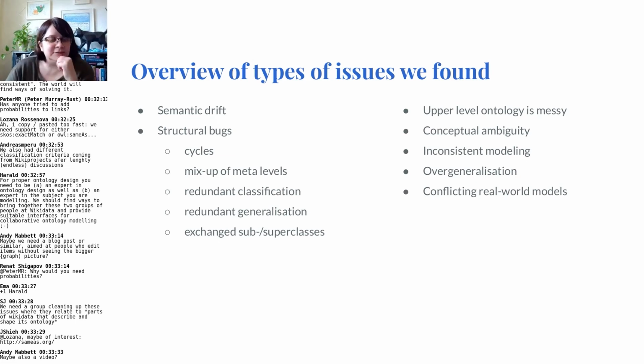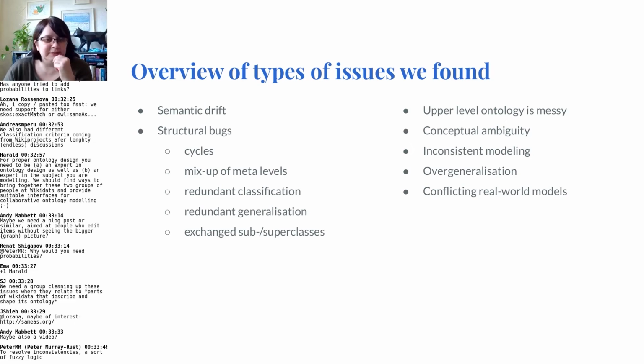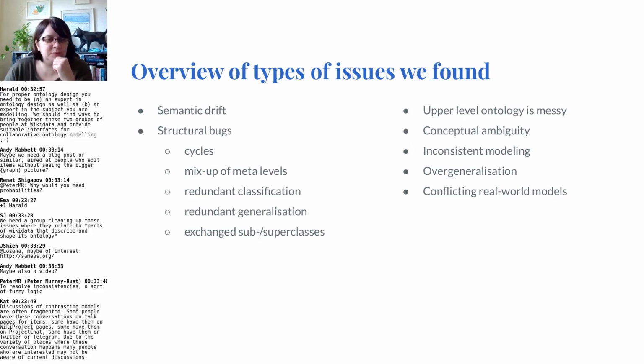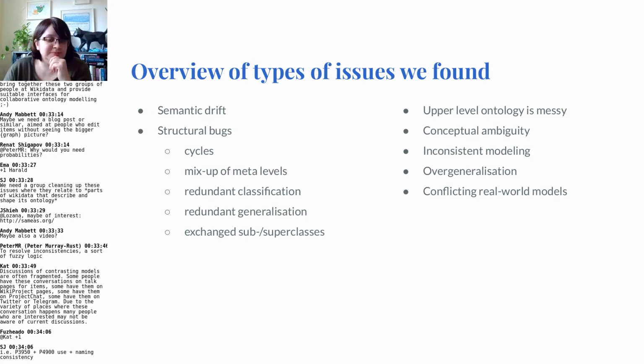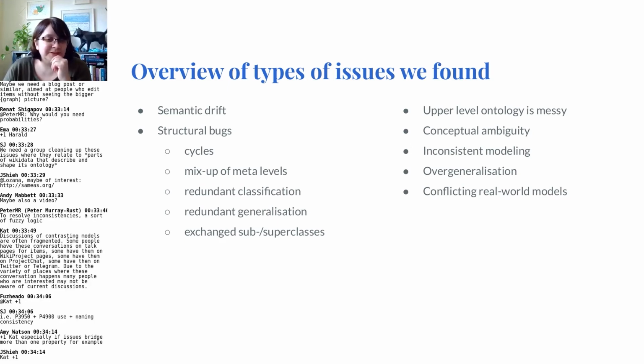And Harold is saying for proper ontology design, you need to be A, an expert in ontology design, as well as B, an expert in the subject you are modeling. We should find ways to bring together these two groups of people at Wikidata and provide suitable interfaces for collaborative ontology modeling. Yeah. My hope is that, for example, with shape expressions, if they're better integrated and more understandable, we can make quite some progress. But we're definitely not there yet.